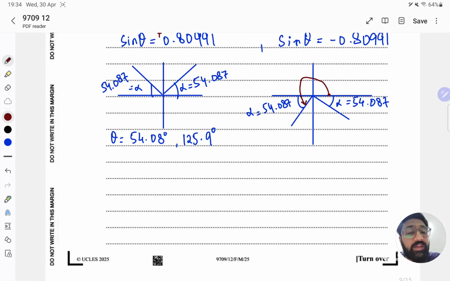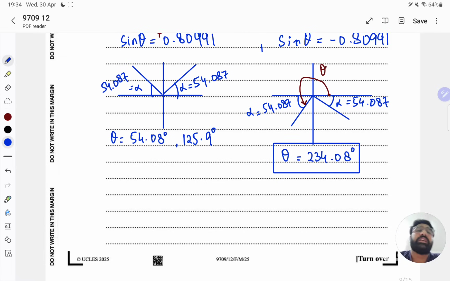But there is a difference, that the domain of the question is starting from 0, going in the anti-clockwise direction up till 270. So this is the only angle that is left up till 270, because the other angle is going up till 360. So theta will be 180 plus 54.08, which is 234.08 degrees. So these are the three values of theta that are possible.